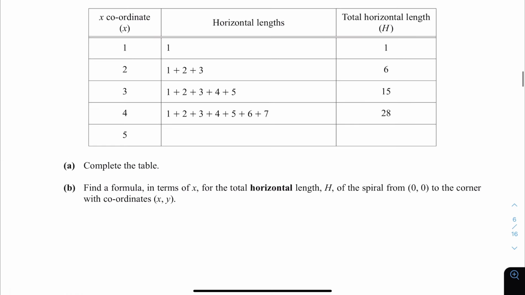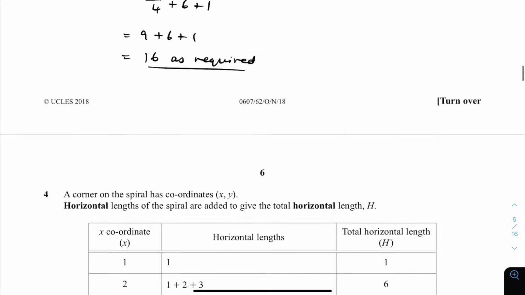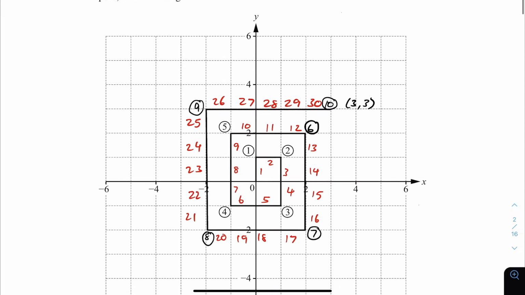Okay, so next one. A corner on the spiral has coordinates x, y. Horizontal lengths on the spiral are added to give the total horizontal length. So I'm assuming by horizontal length, if we visualize this part over here of the spiral, the horizontal length would be this chunk over here, all the chunks that make up the horizontal portions. So I'm just looking at the way they've expressed it over here. So x coordinate 1, the number of horizontal lengths is 1. For 2, it's 6. So I'm just going to take a look up here, what they might mean.